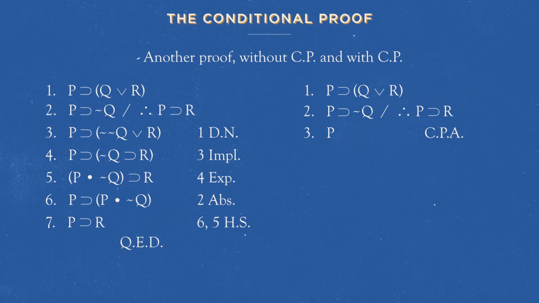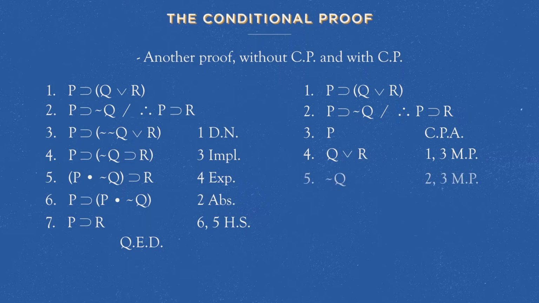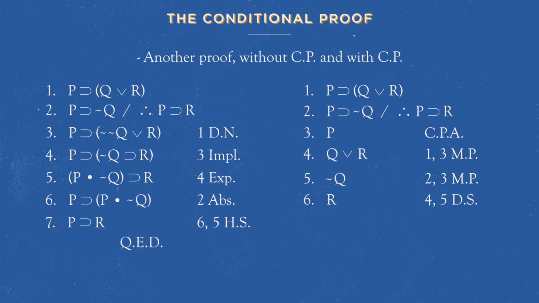How can I get an R out of all that? Well, look at 1 and 3. If P then Q or R, P, therefore Q or R by modus ponens. Next we have if P then not Q, P, therefore not Q by modus ponens again. Now I have Q or R and not Q. So next step, I can deduce R from the disjunctive syllogism. And notice what I've done. I've assumed the antecedent and I've deduced the consequent.